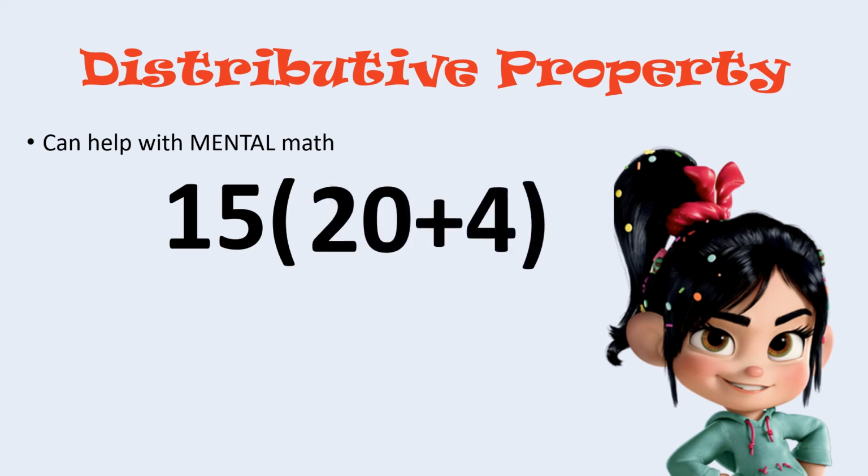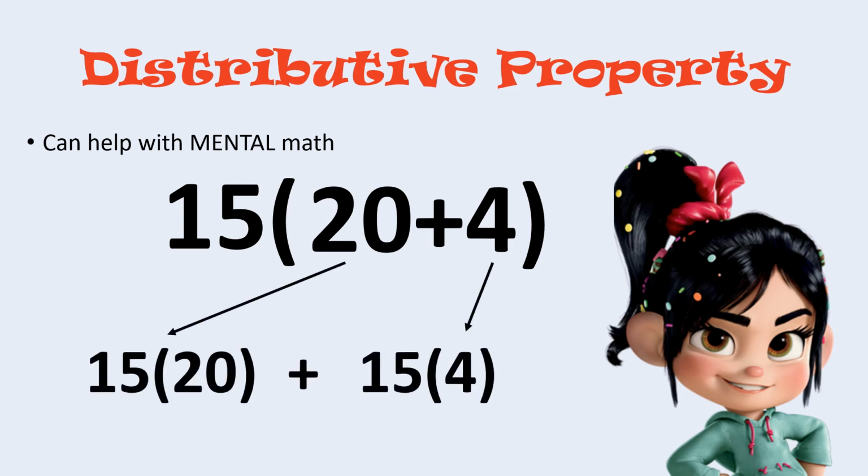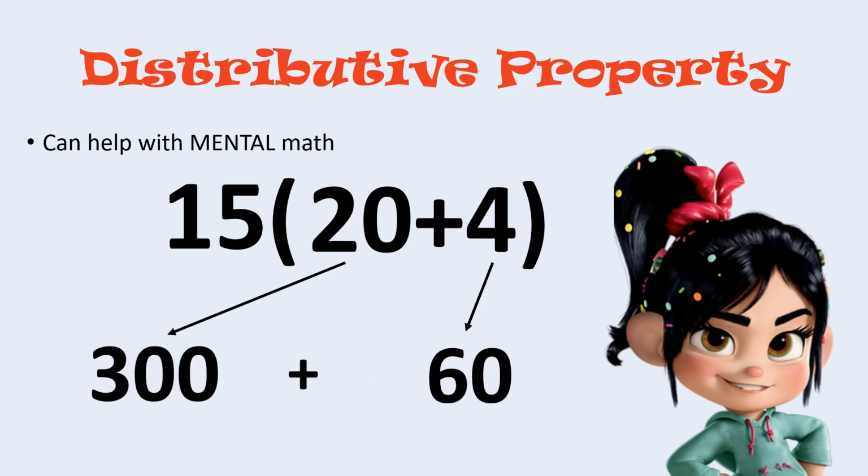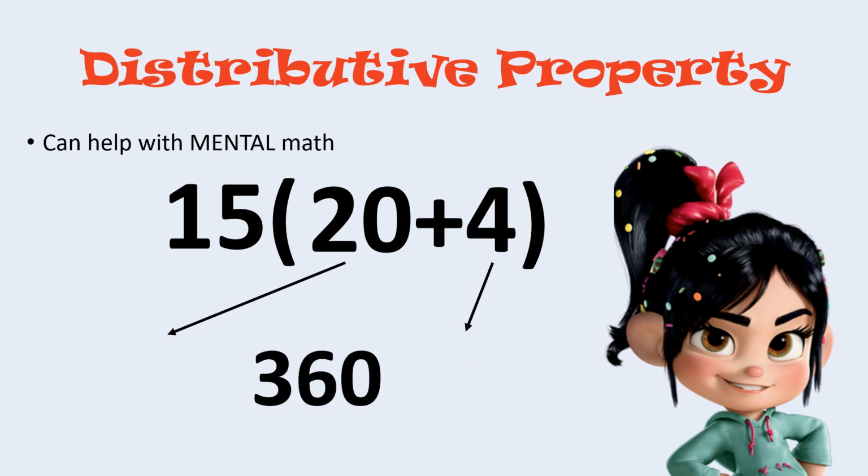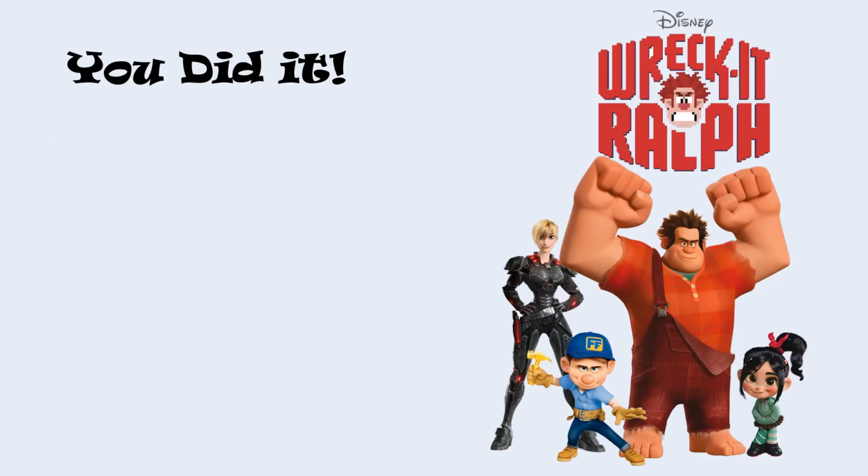I know that 15 times 24 is the same thing as 15 times 20 plus 4. So then I could distribute that 15 to both of those numbers, like so. And I could do this in my head. I know that 15 times 20 is 300, and 15 times 4 is 60. Then I could add those two numbers together to get 360. And that's how the distributive property can help you with mental math.